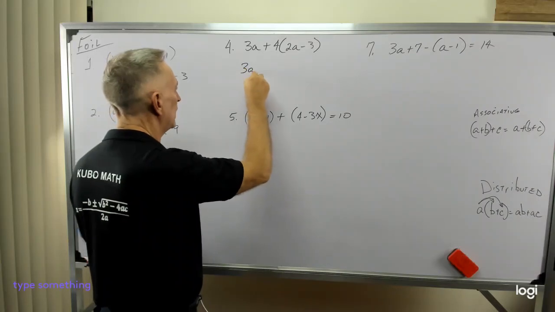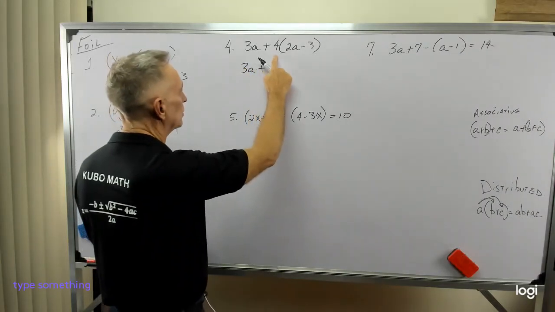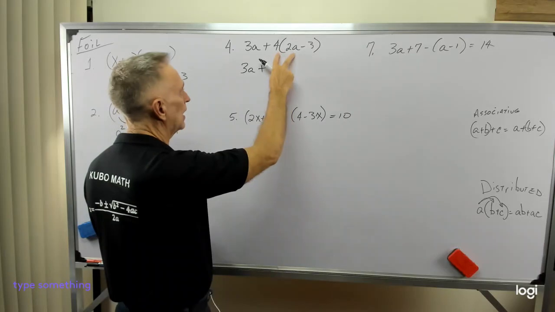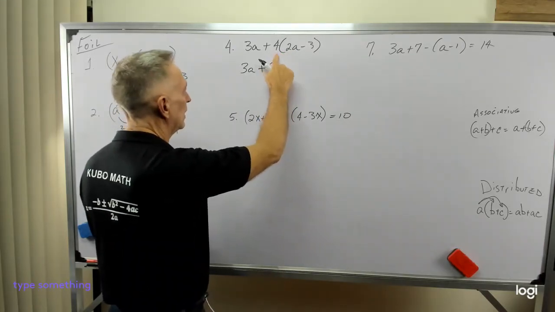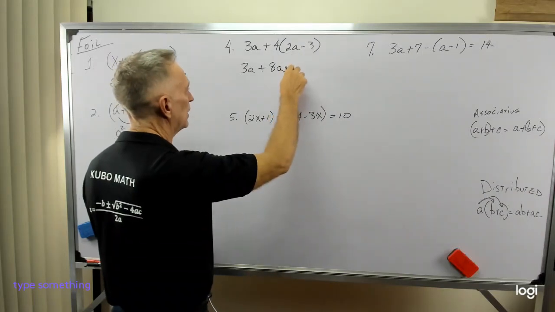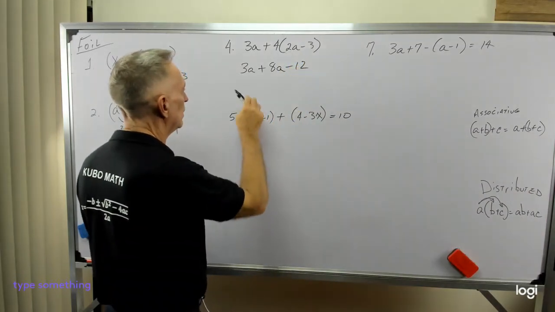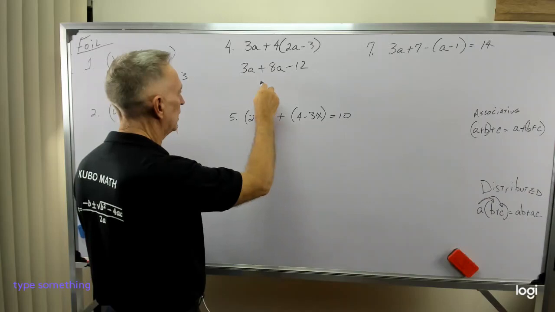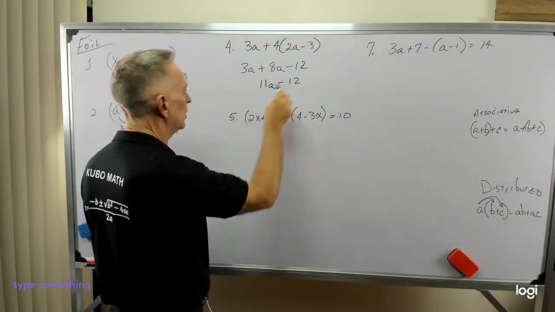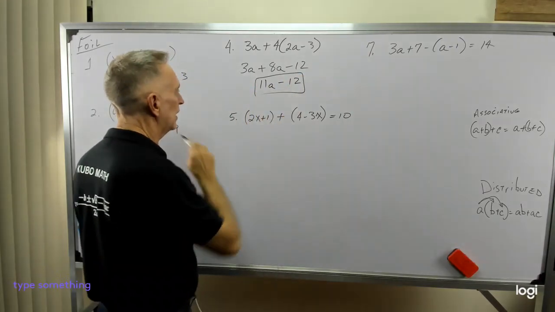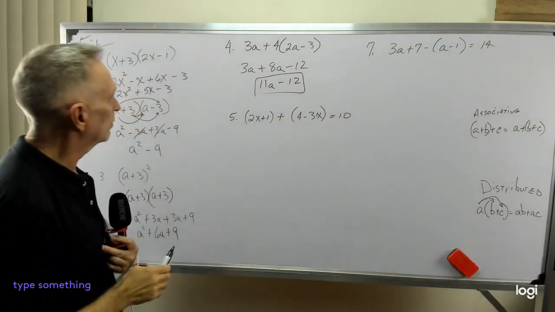So I have 3a plus, distributing that 4 to the inside, 4 times 2a gives me 8a, and then 4 times a negative 3 gives me a negative 12. So 3a plus 8a is 11a, and then minus 12. So that would be my answer, 11a minus 12.